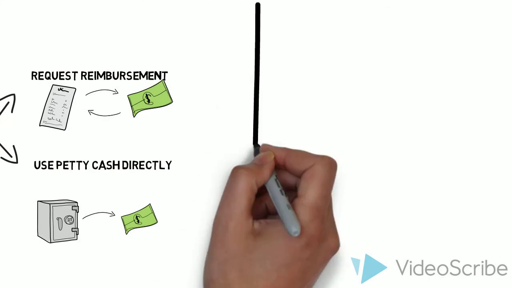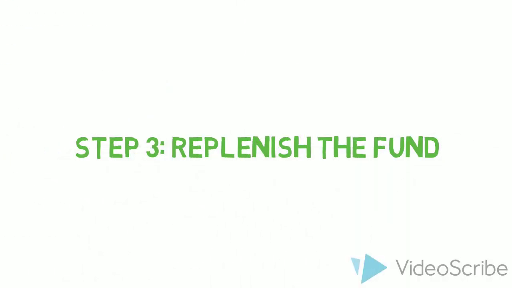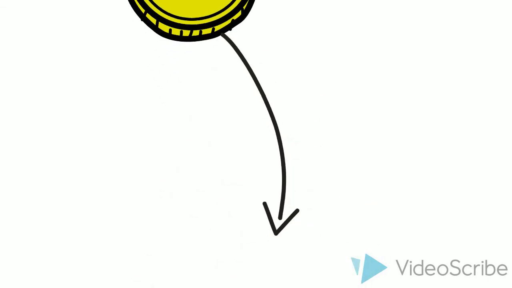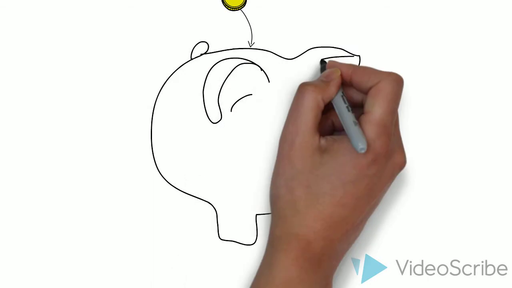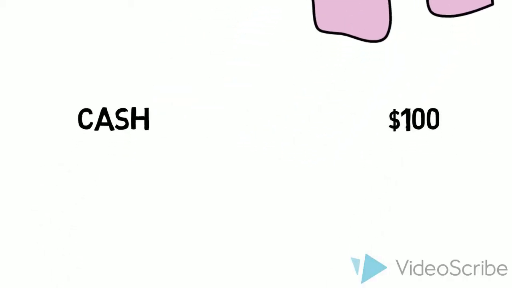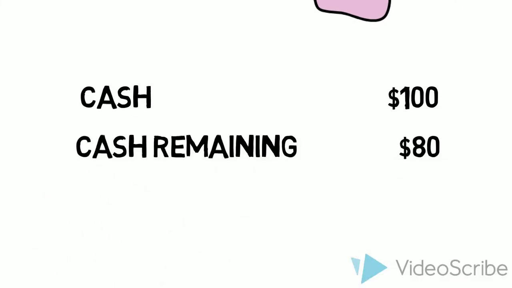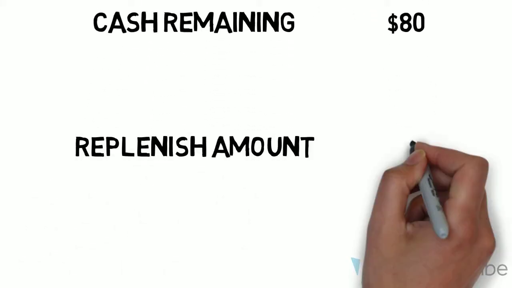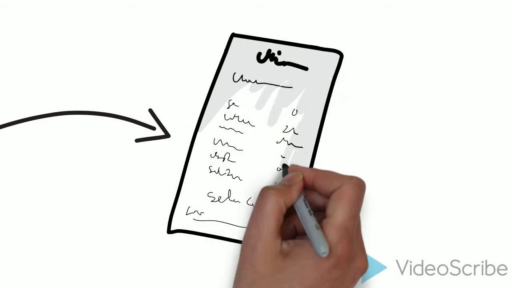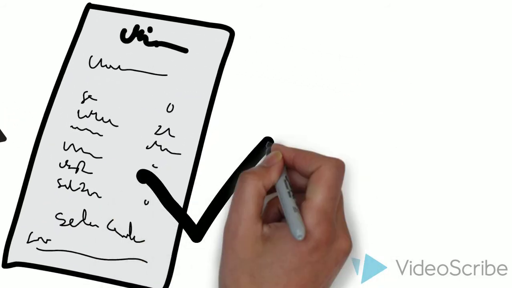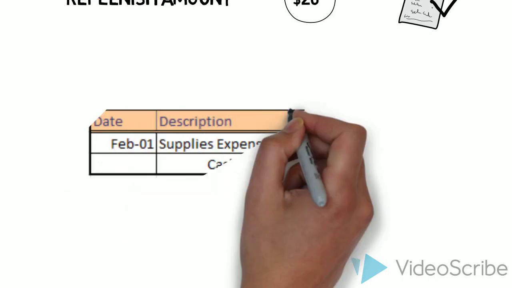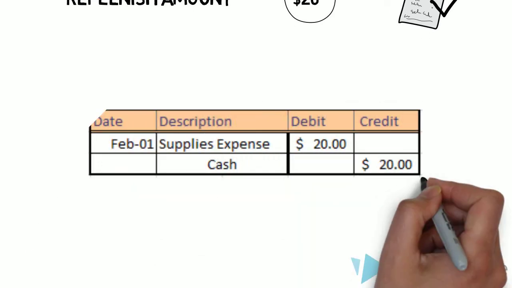Now it's time to replenish the fund. So a petty cash fund replenishment report is created to gauge how much money is required to refill the fund to its initial balance. For example, if we originally had $100 in the account and at the end of the period there was only $80 left, then that would mean $20 would be required to replenish the fund. This figure would be cross-checked with the $20 receipt John received for the stationery.